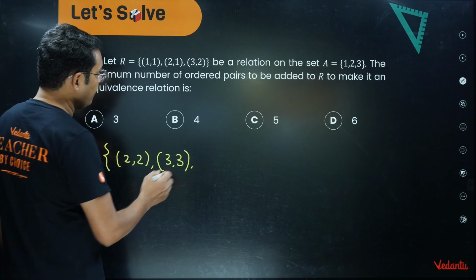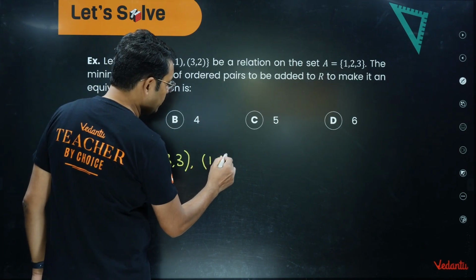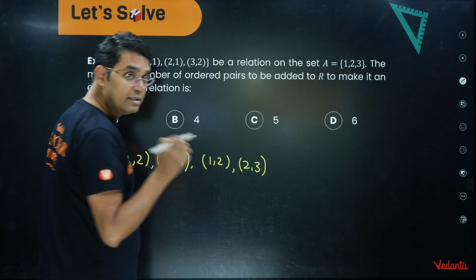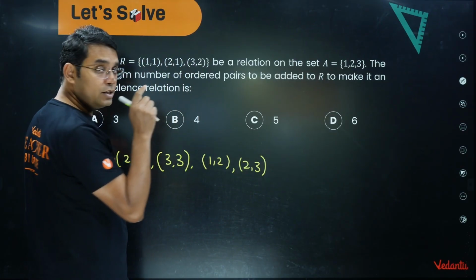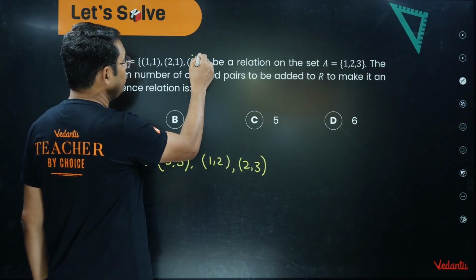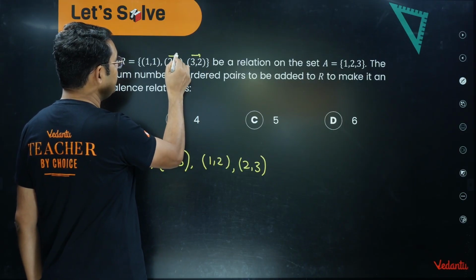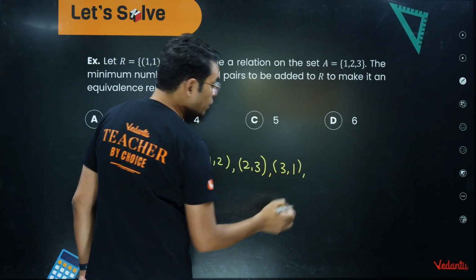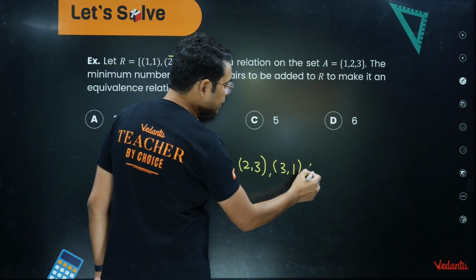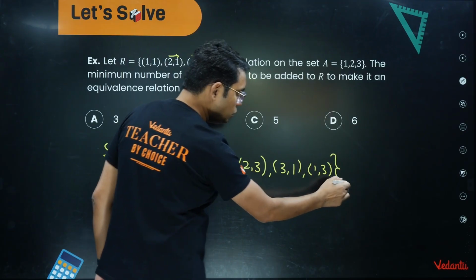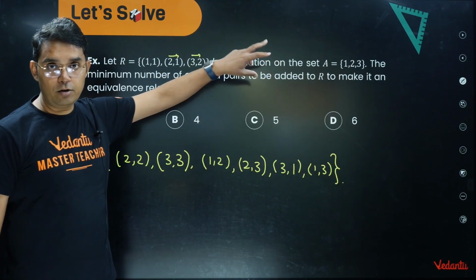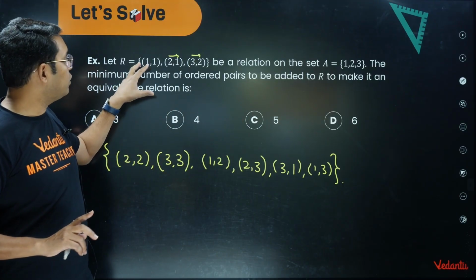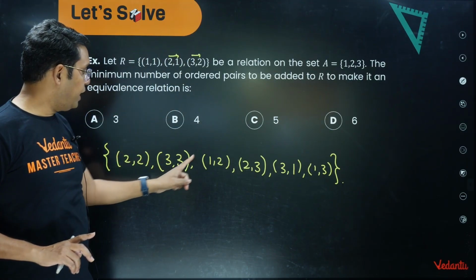So this is needed to make it reflexive. Now 2, 1 is there, so I will need 1, 2 to make it symmetric. 3, 2 is there, so I will need 2, 3 to make it symmetric. Now you can also check, we want this to be transitive, and please see 3, 2 is there and 2, 1 is there. That means I will need 3, 1 also, and then to make it symmetric, I will need 1, 3 also. Okay. And dear students, on the set of 1, 2, 3, if you do Cartesian product, there will be a total of 9 ordered pairs, out of which 3 are already given and 6 I have found here.